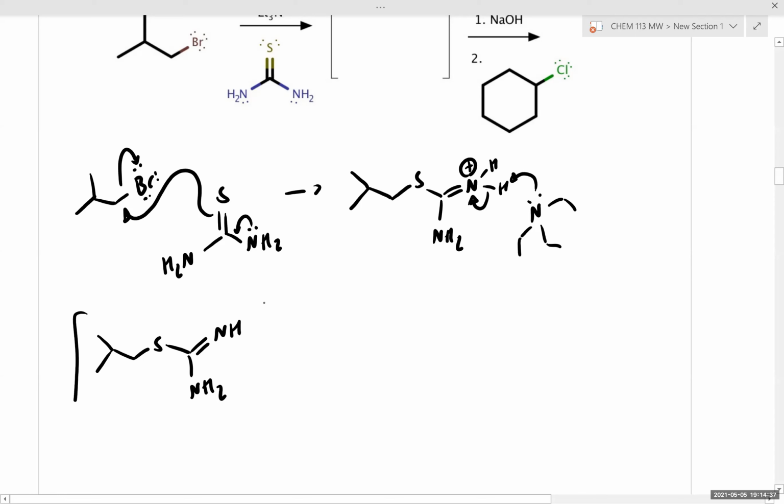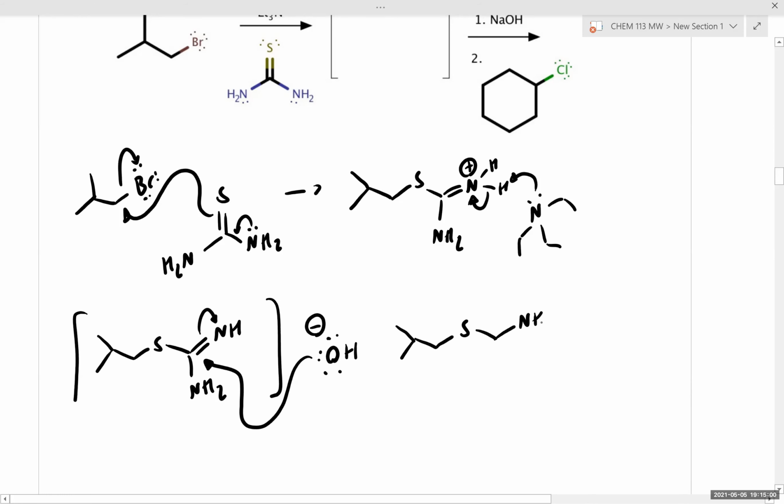So from here, treating this thiourea species with sodium hydroxide frees up our sulfide. In the first case, hydroxide will attack this electrophilic imine-like carbon. That in turn gives us a tetrahedral intermediate. From here, we can kick down our lone pair and free up our sulfide.